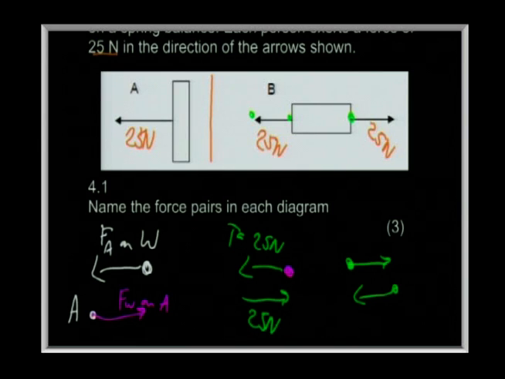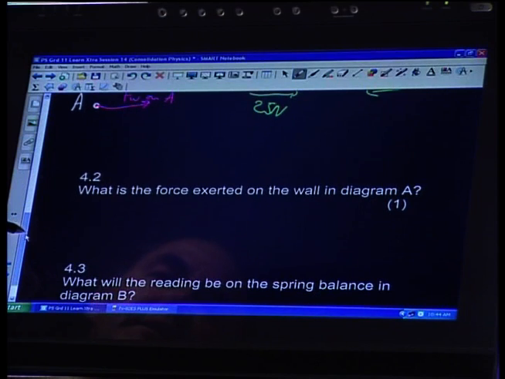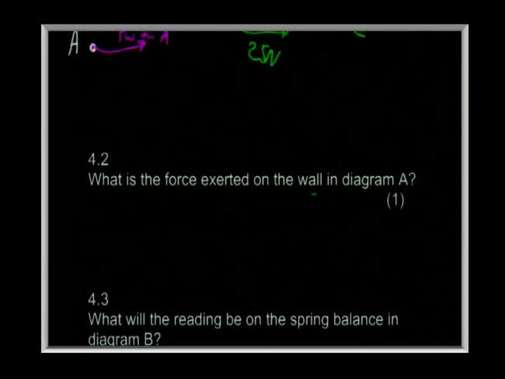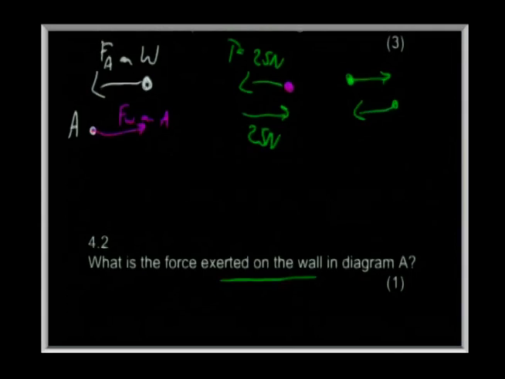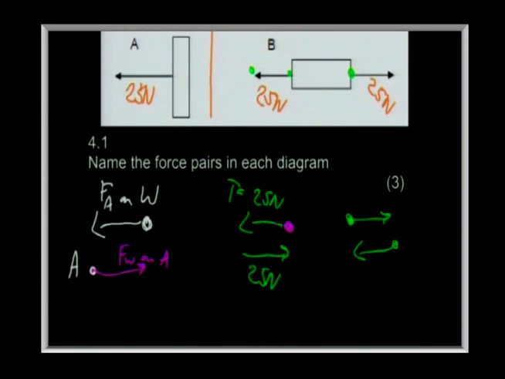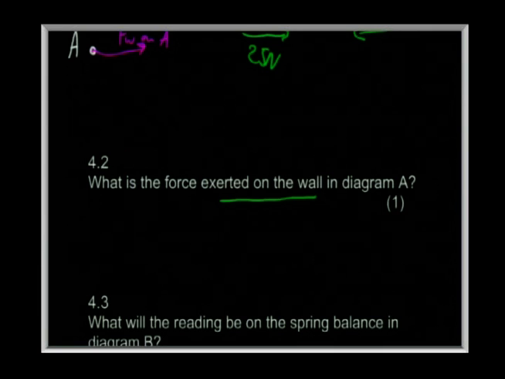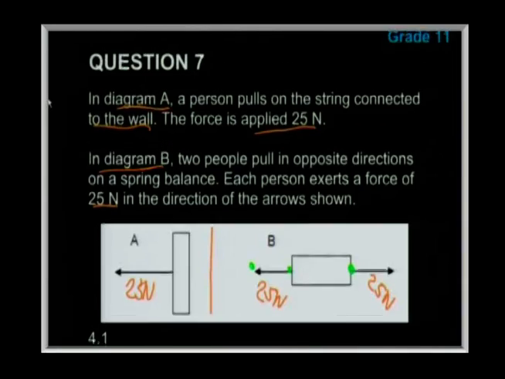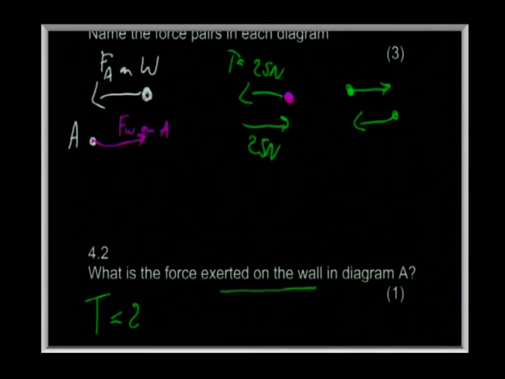And so there you can see every force always comes in pairs, because when you're dealing with a force, there are two objects involved. Object A exerting a force on object B, or object B exerting a force on object A. Let's move down, and it says, what is the force exerted on the wall in the diagram? So what is the force exerted on the wall? Well, it's not too difficult to see. The force is through the rope, and it's 25 newtons from the question.